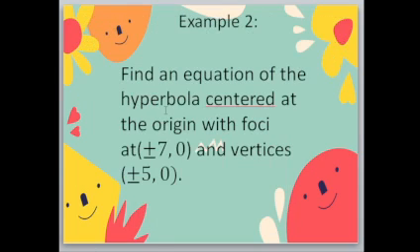Okay, we will go to example 2. Find an equation of the hyperbola centered at the origin with foci at positive and negative 7, 0, and vertices at positive and negative 5, 0. So our c here is positive and negative 7, and our a is positive and negative 5.